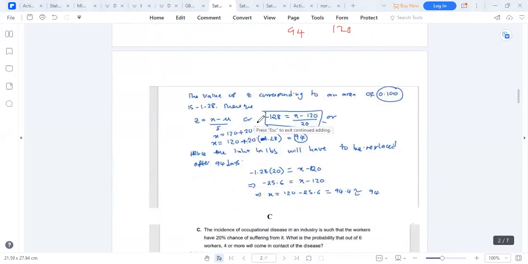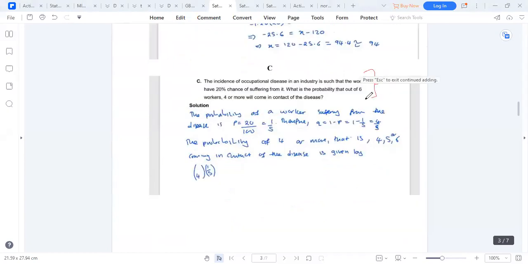So now we go to part C. Part C is a binomial distribution. How do we know it's a binomial? The incidence of occupational disease in an industry is such that the workers have a 20% chance of suffering from it. What is the probability that out of 6, more than 4 will contract?